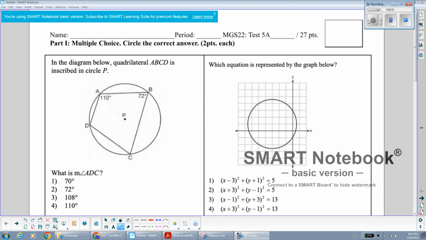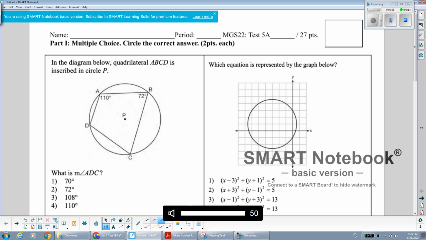Question number 1, we have a cyclic quadrilateral. And in a cyclic quadrilateral, the opposite angles are supplementary. So if we're finding the measurement of this angle over here, all we need to know is that it's supplementary with this one over here. And then we can do 180 minus 72. And we find that this one over here is 108.